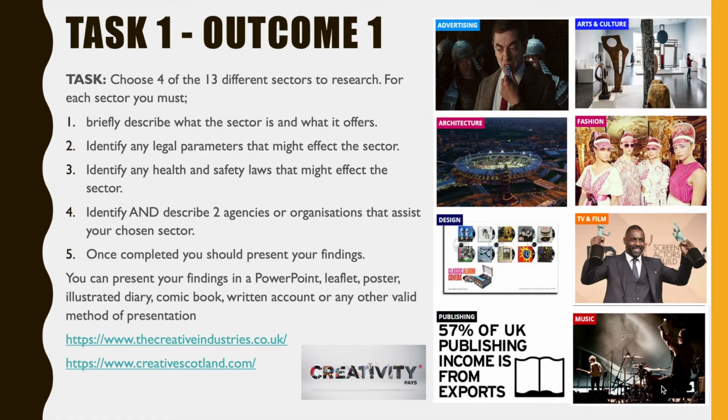For Task 1 of Outcome 1, you've got to choose 4 of the 13 different sectors to research. And for each sector, you must briefly describe what the sector is and what it offers. You should identify any legal parameters that might affect the sector. Identify any health and safety laws that might affect the sector, and describe 2 agencies or organisations that assist your chosen sector.